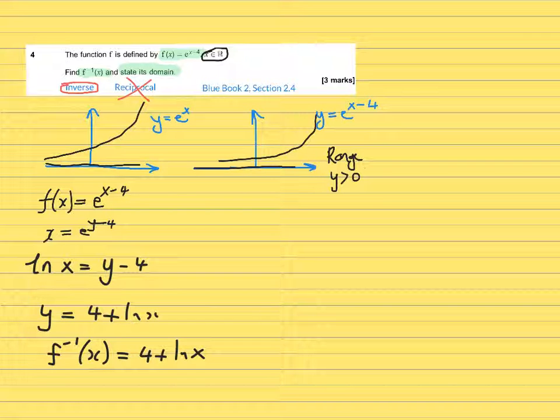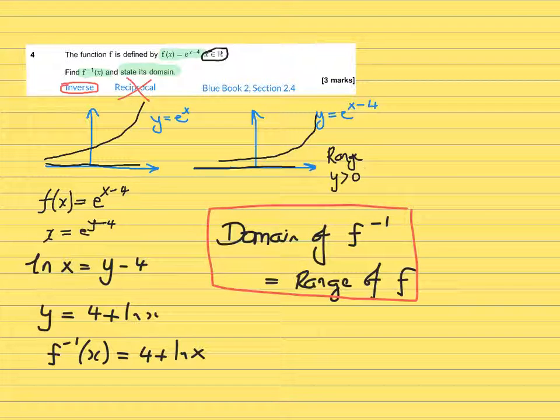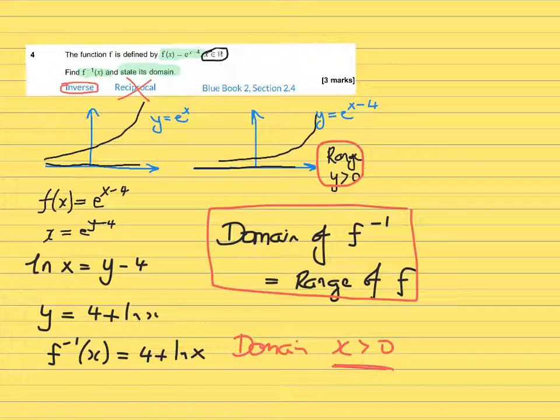Now you have to remember that the domain of an inverse function is the range of the original function. The domain of f inverse is the range of f. Now when we looked at the graph earlier, we saw that the range of f was y greater than 0. Therefore the domain of f inverse is going to be x greater than 0. Remember, because it's a domain, it's expressed in terms of x. So there we go, we have the inverse function and we have its domain. We have 3 marks.